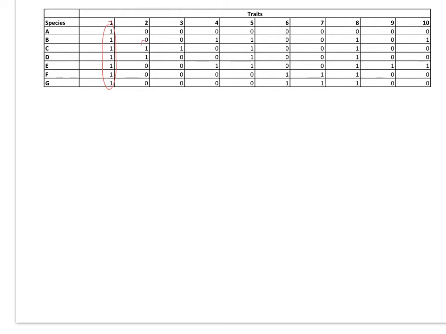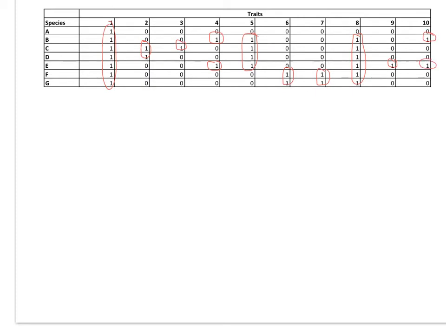Trait 2, you can see these two have it. Trait 3 is only in 1, so again not super informative. Trait 4, you can see that 2 of them have it. Trait 5 groups 4 of the organisms together because they all have it. Trait 6 groups these guys together. Trait 7 also. Trait 8 groups everybody but A together. 9 is just in one species, so that doesn't help us a ton. And then 10, again, we have these two grouping together.